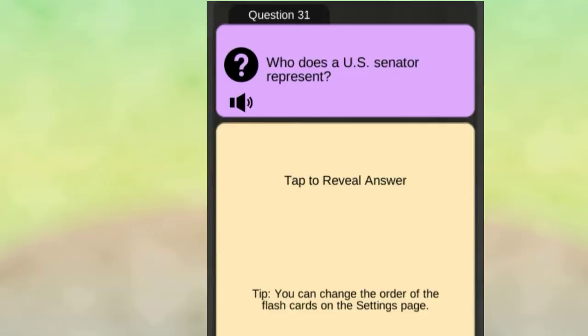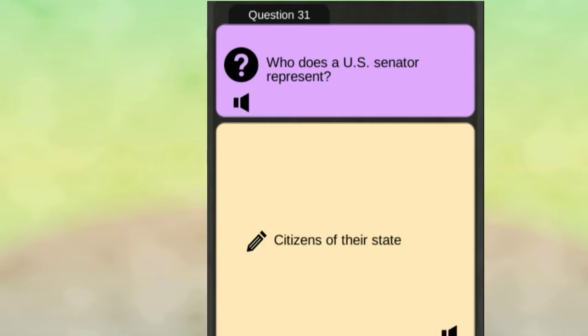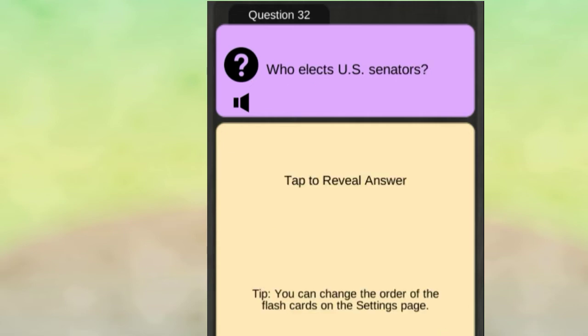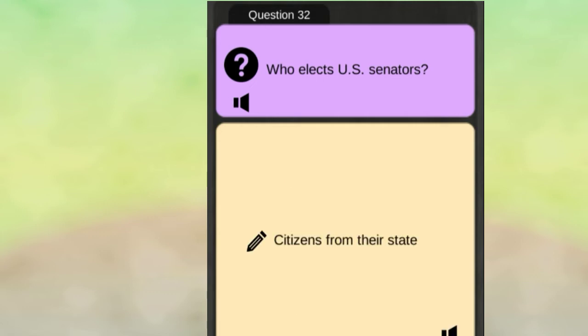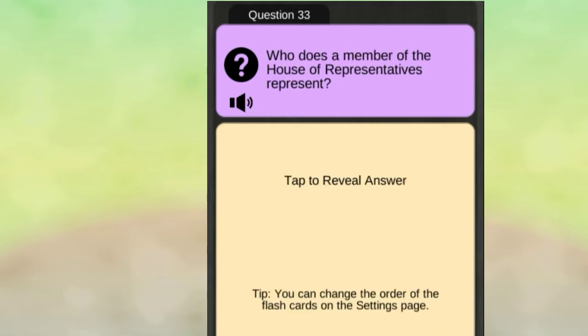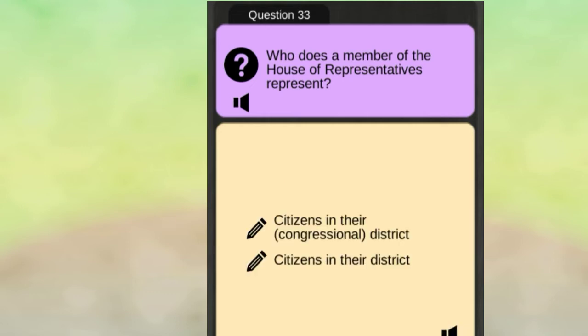Who does a U.S. Senator represent? Citizens of their state. Who elects U.S. Senators? Citizens from their state. Who does a member of the House of Representatives represent? Citizens in their congressional district.